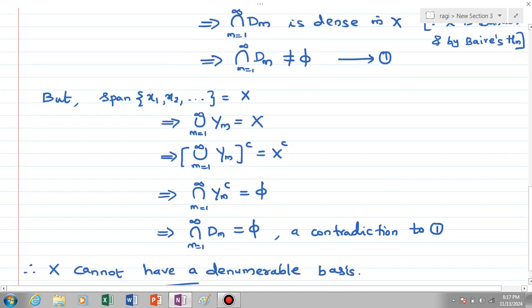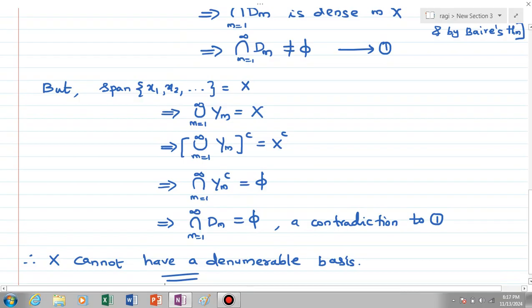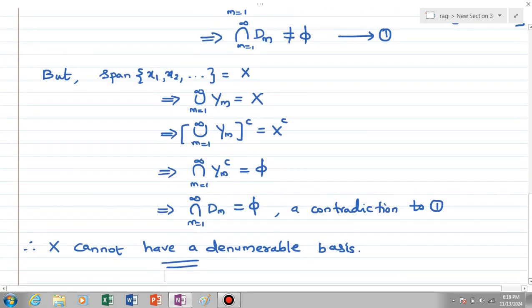So we have arrived at our conclusion that X cannot have a denumerable basis. So every Banach space cannot have a denumerable basis. This is the proof. Thank you.